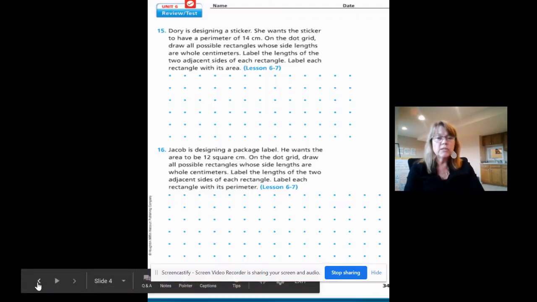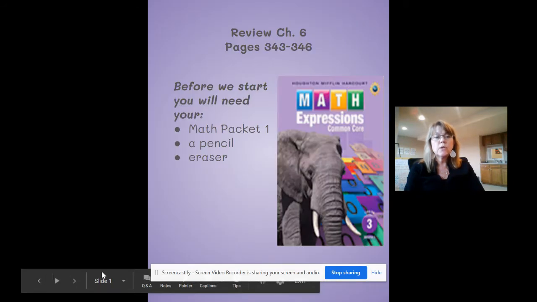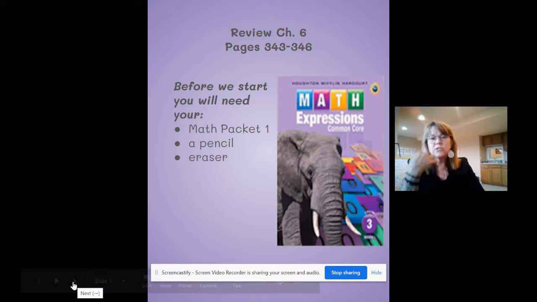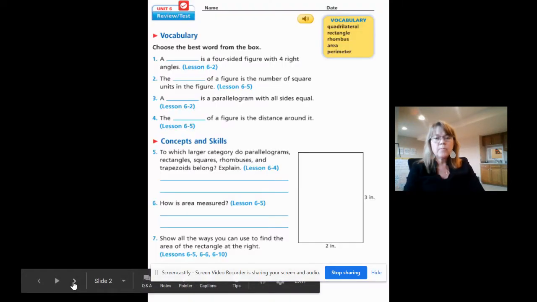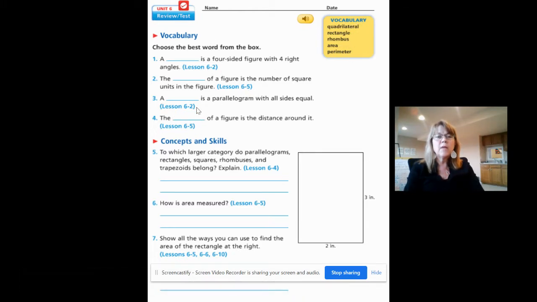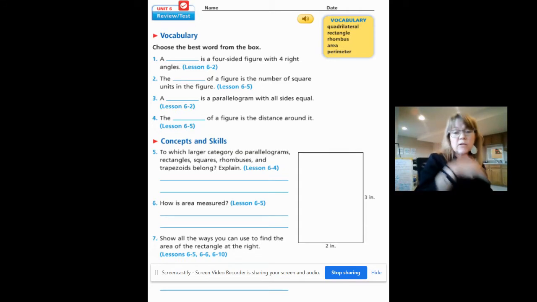So the pages are page 343 to 346. It says review test, but it's not the test. It's just the review. So the first part, you're using these words for vocabulary words, and they tell you what lessons these are from. I know some of the beginning lessons we just did reviews of things, but you should be able to go back to those on the video slides or look back at your math work.